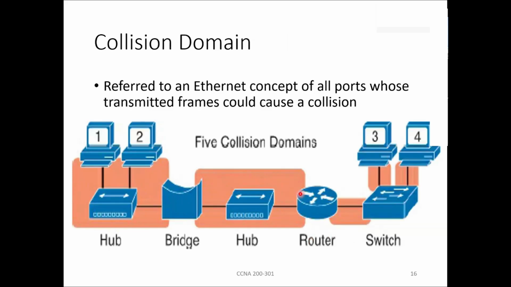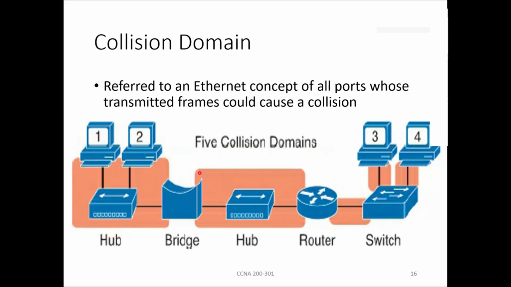Now, based on these discussions, we have some scenarios in here. We have some collision domains. In this scenario, we can see we have one hub. This is the hub. So a hub actually has a single collision domain. That means if we put 2 PCs or 4 PCs, it does not matter. Still, it will have the same collision domain.